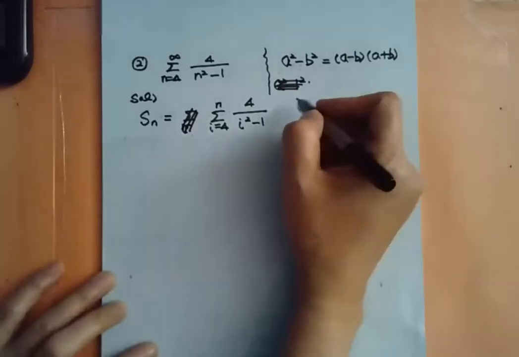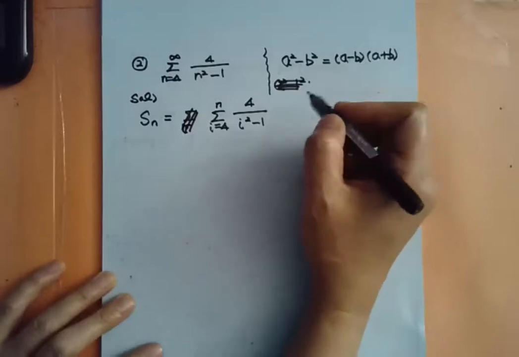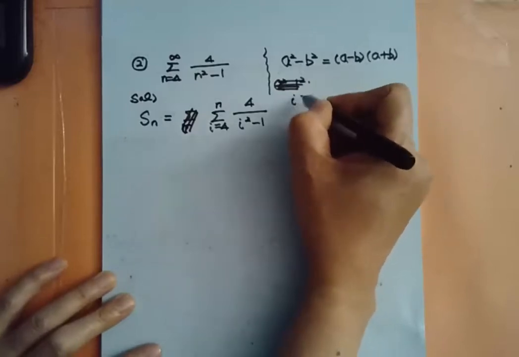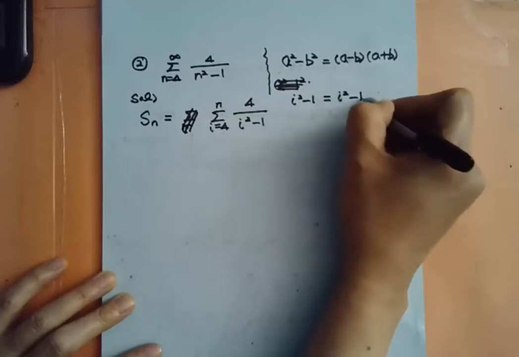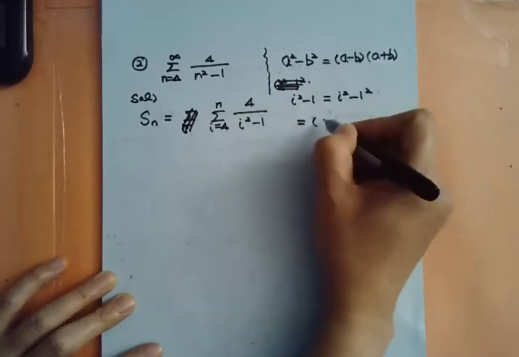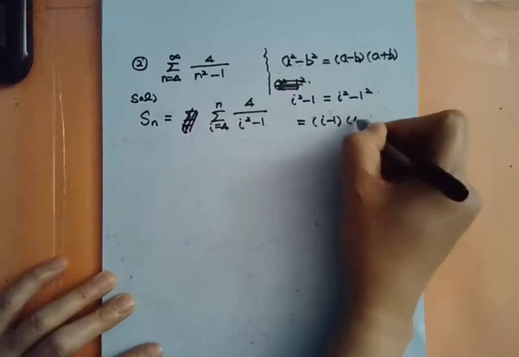So let me continue. So n squared minus 1 can be written as n squared minus 1 squared. So that is n minus 1 times n plus 1.